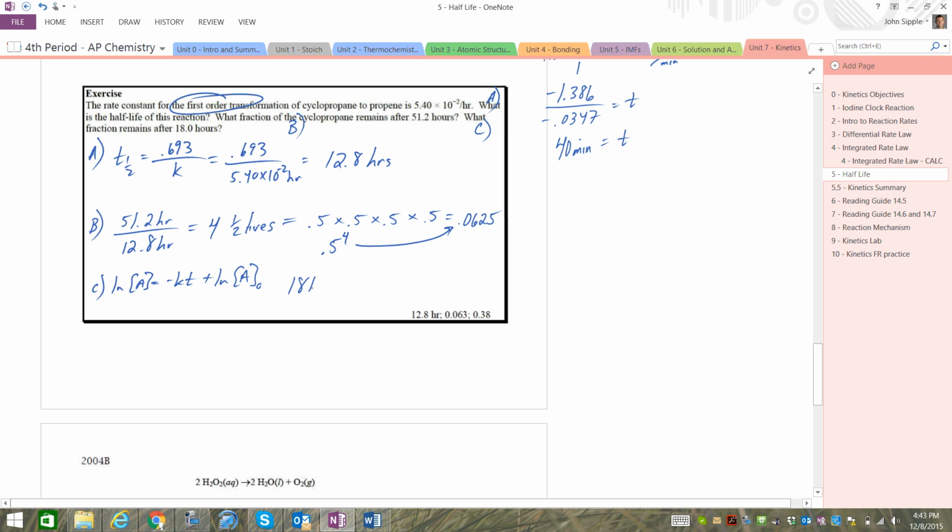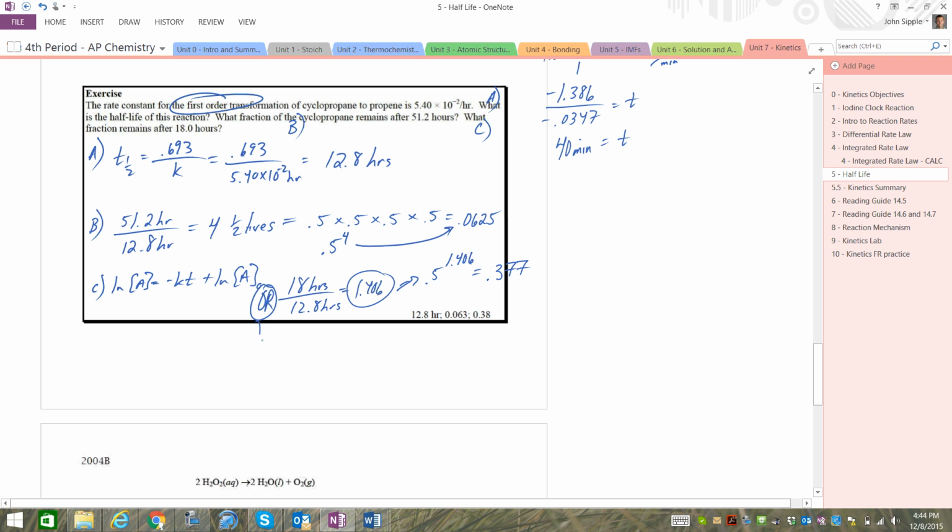I'm going to take 18 hours. I'm going to divide it by that 12.8 hours. And that's going to give me 1.406. All right? That's telling me that 1.406 half-lives have gone by. So what I'm going to do is take 0.5, raise it to the 1.406, and that will tell me what fraction is left. I've got 0.377. Okay? That's how much is left over.